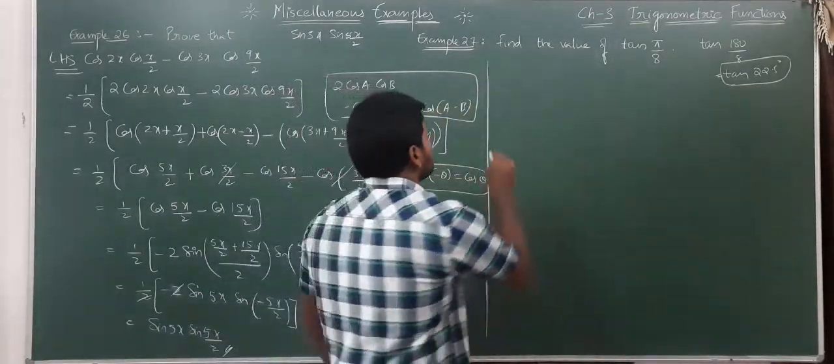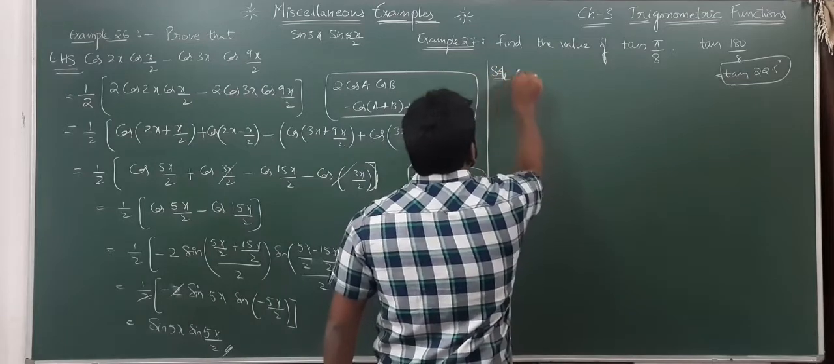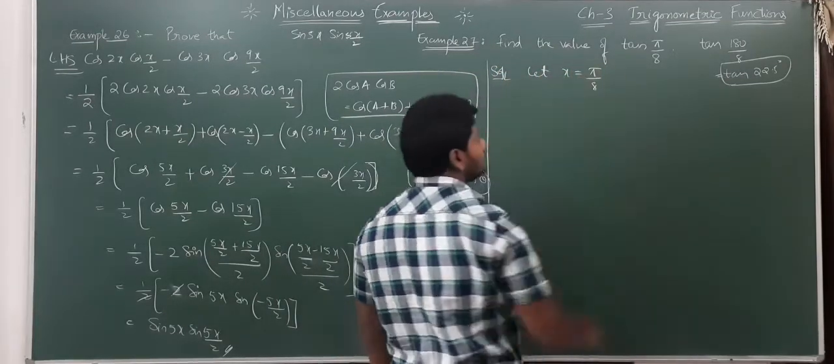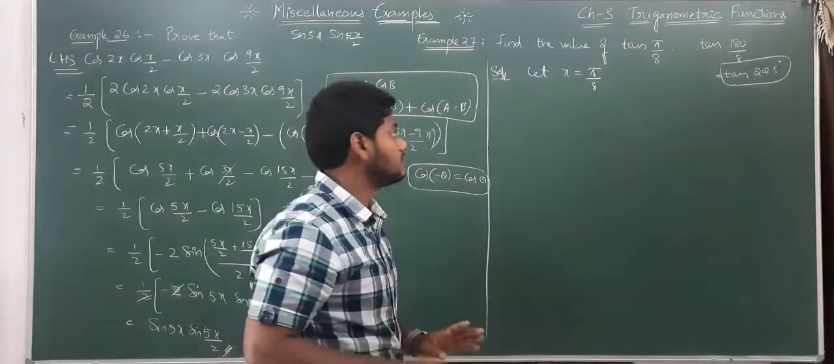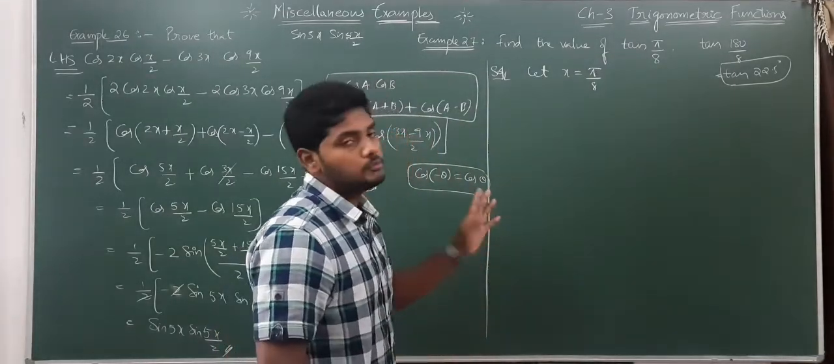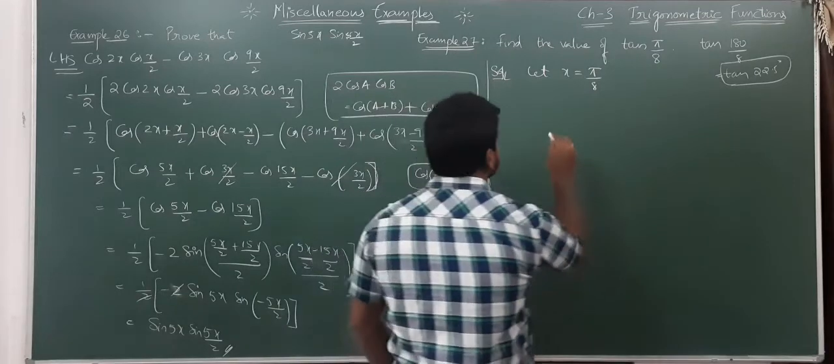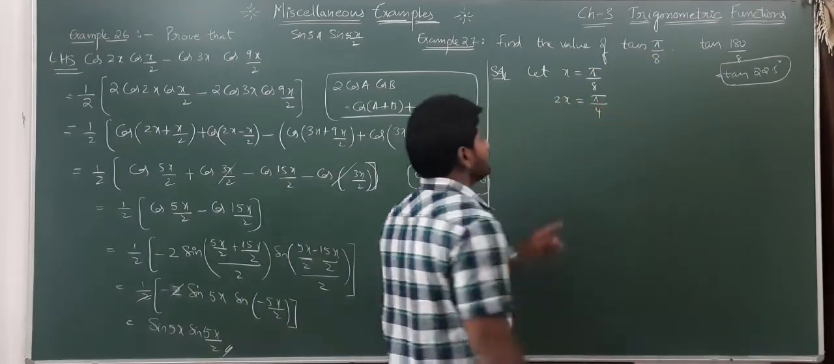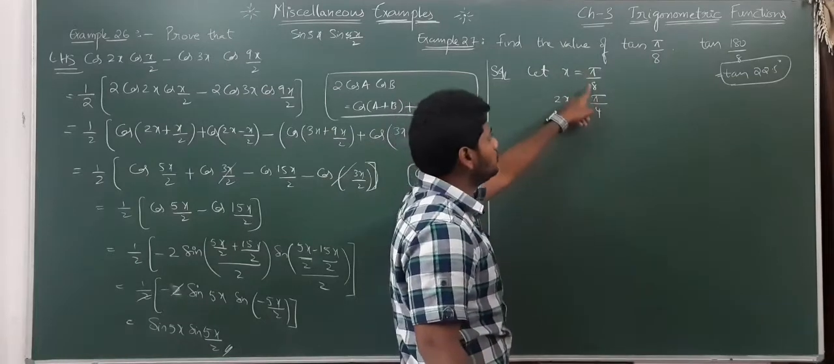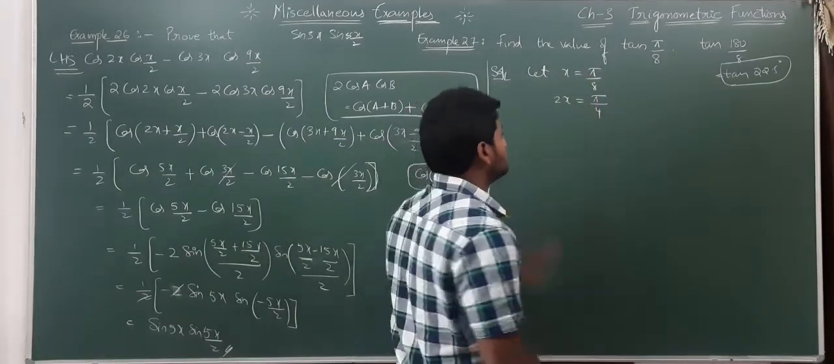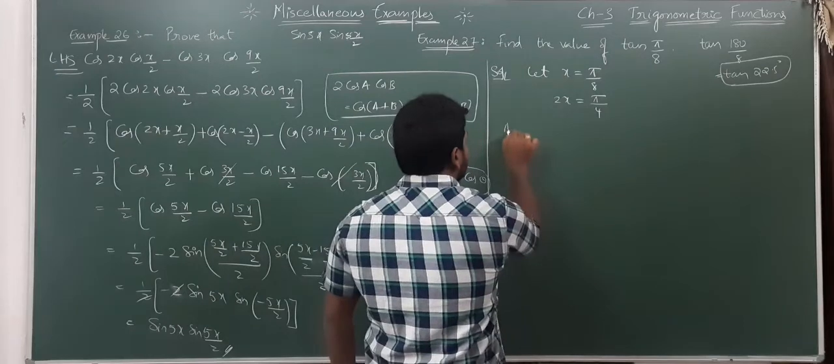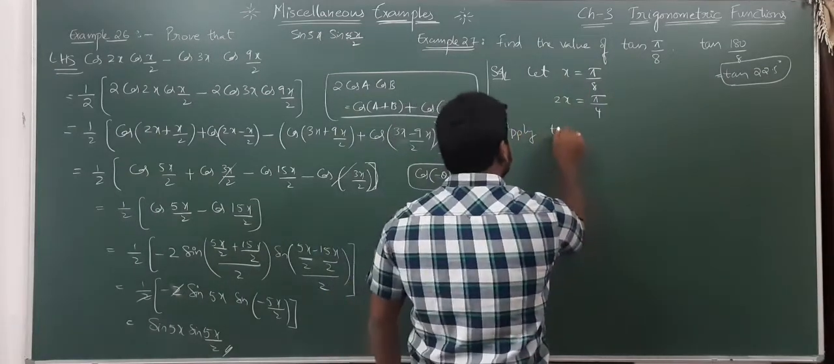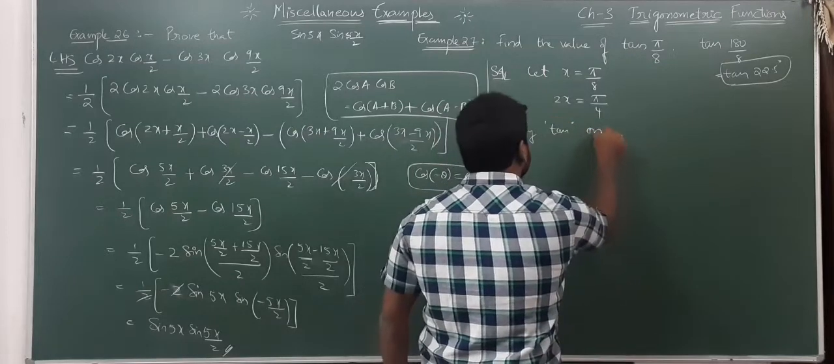So let us see. See, first of all I will consider, let x is equal to pi by 8. Now if I multiply 2 on both sides, it will become 2x equal to pi by 4. 2 into pi by 8 will become pi by 4. Now apply tan on both sides. We need tan, na? So apply tan on both sides.